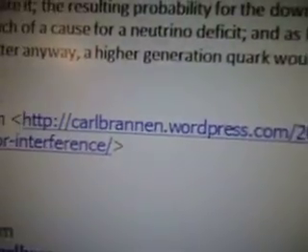Again, this is carlbrannan.wordpress.com. He's a blogger, and I believe he's a physicist as well. He's into the world of physics. And my stuff seems to be all scattered around here.